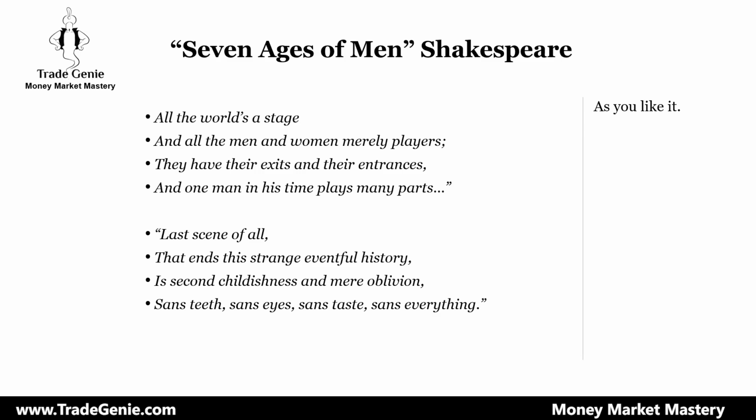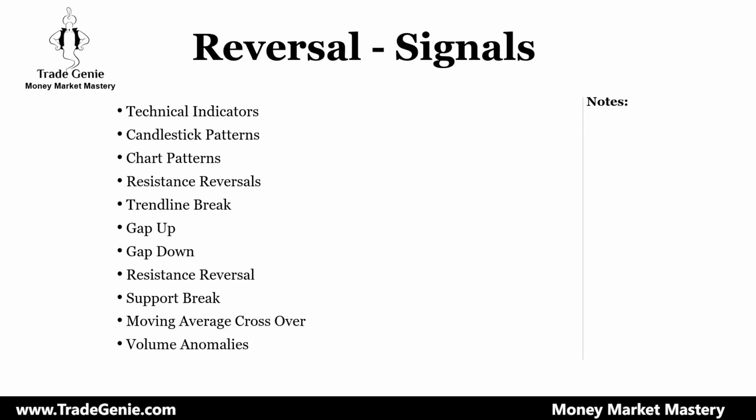Anyway, so this is the seven ages of Shakespeare, and I showed you the seven ages of men and the seven ages of the market. Now, today we are talking about stages 2, 3, and 5, 6. So there are various ways of trying to figure it out, the reversal signals.